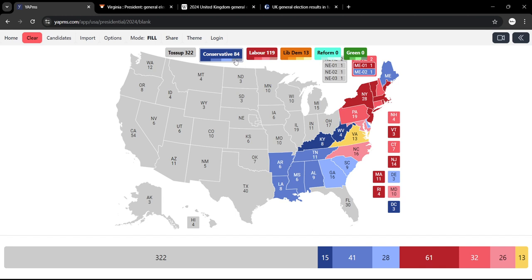So Conservative really have built up there. Although Florida, Florida again, Lib Dems could do quite well here, Conservative could do quite well here.